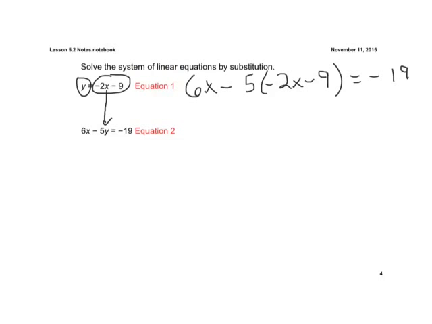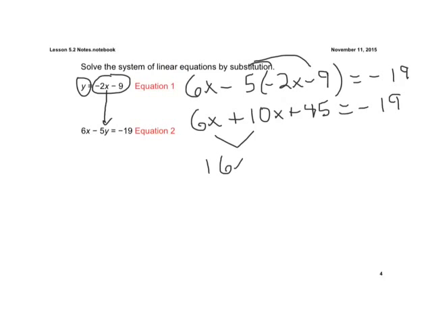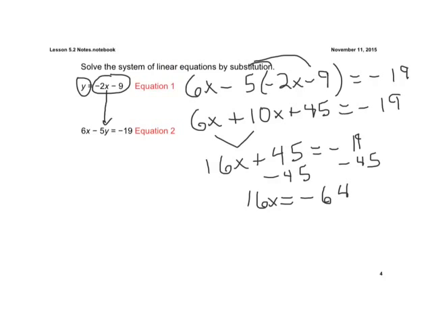Okay, now we got to get x by itself. We need to distribute. So let's go ahead and distribute 6x plus 10x because it's a negative and a negative. Another negative and a negative plus 45 is equal to a negative 19. All right, combine like terms. 16x plus 45 is equal to a negative 19. Let's move the 45. Do the opposite. Subtract it. 16x is equal to a negative 64. Divide by 16. Do the opposite again. We're multiplying, so we need to divide. X is going to be a negative 4.